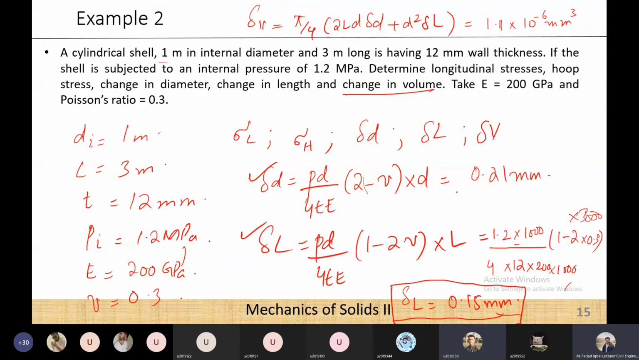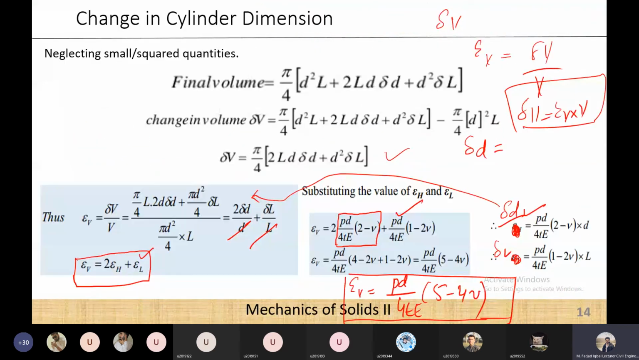Yes sir, this is correct. Yes, 1.1 into 10 minus 6 millimeter cube. So this is how you calculate. And even if you use this particular expression, which is written over here somewhere, this one for volumetric strain, you will get the same answer for this strain.